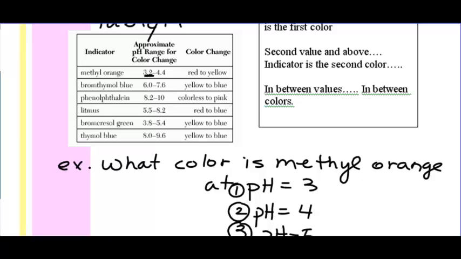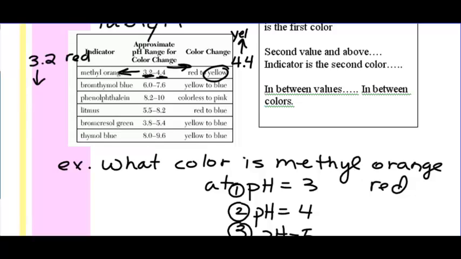At the first pH and below, you'll be the first color. So at pH values 3.2 and lower, methyl orange will be red. So for the question here, pH of 3, we would be red. For the second pH and higher, so at 4.4 and above, you'll be the second color. You'll be yellow.